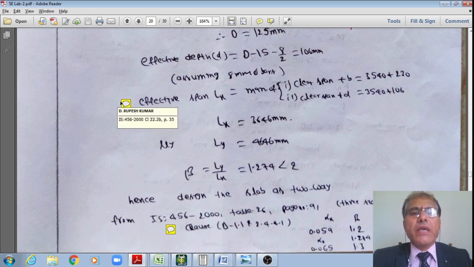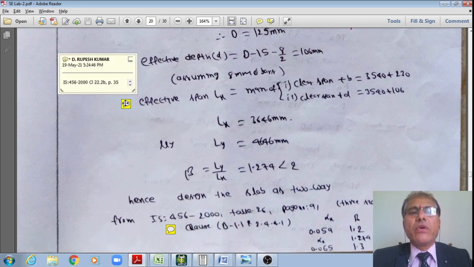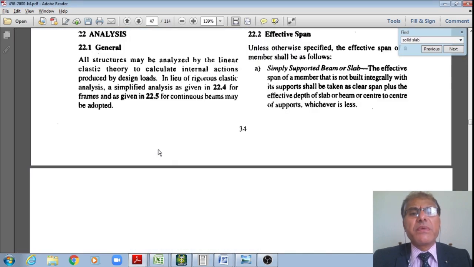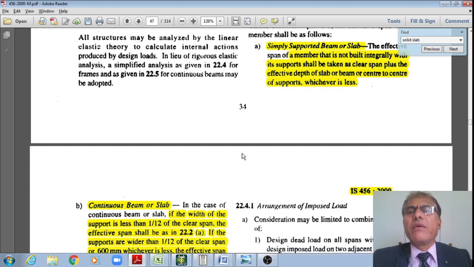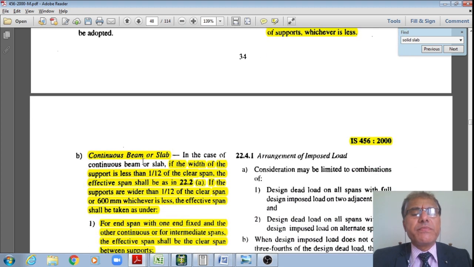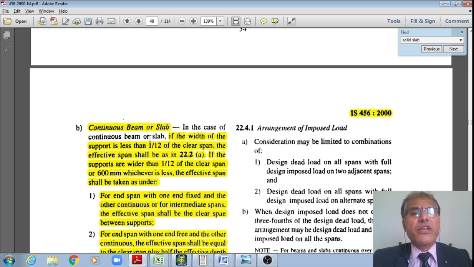Now once I get this effective depth, I can calculate the effective span of this slab as per IS 456:2000 clause 22.2 B, page number 35. Let me quickly move to page number 35, student. This is page number 35, wherein I do have the effective span for a simply supported beam or slab, and now I do have a continuous beam or slab. Now the code says that in the case of a continuous slab or beam, if the width of the support is less than 1/12 of the clear span.